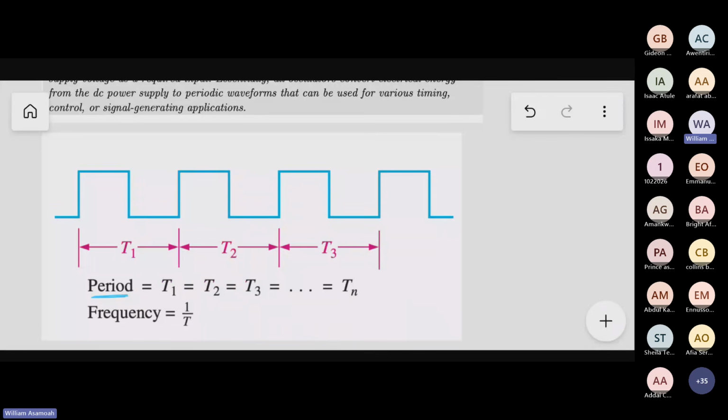So you see, when you look here, it starts, comes, goes, and ends. So this is one complete waveform. Here is another complete waveform. Here is another complete waveform. The time it takes to complete one waveform is what we call the period. So period is equal to T1, T2, T3, T4. It's the same.